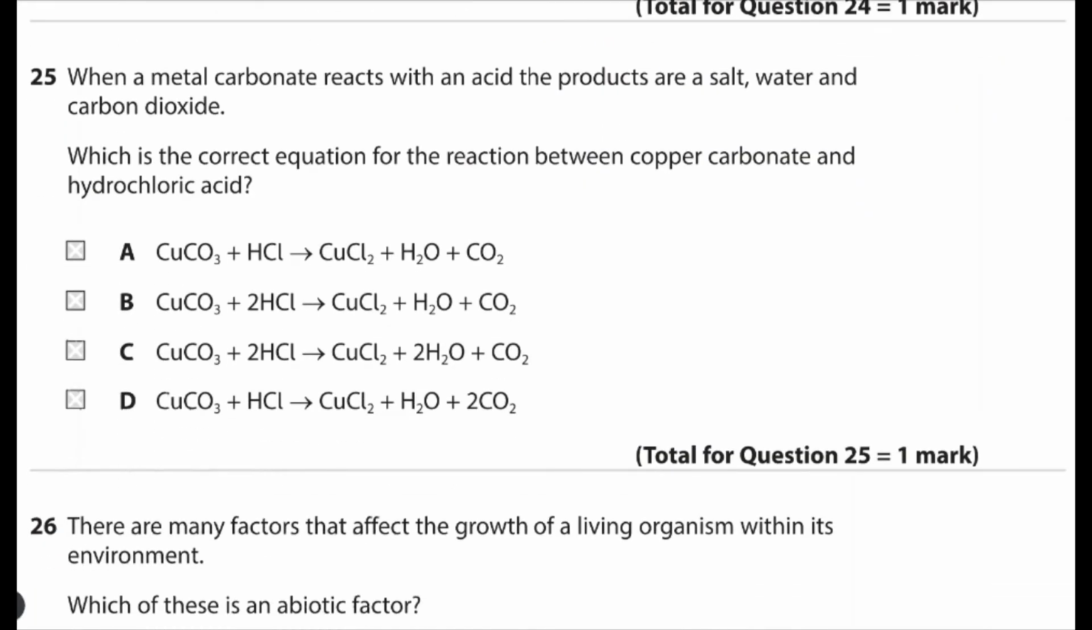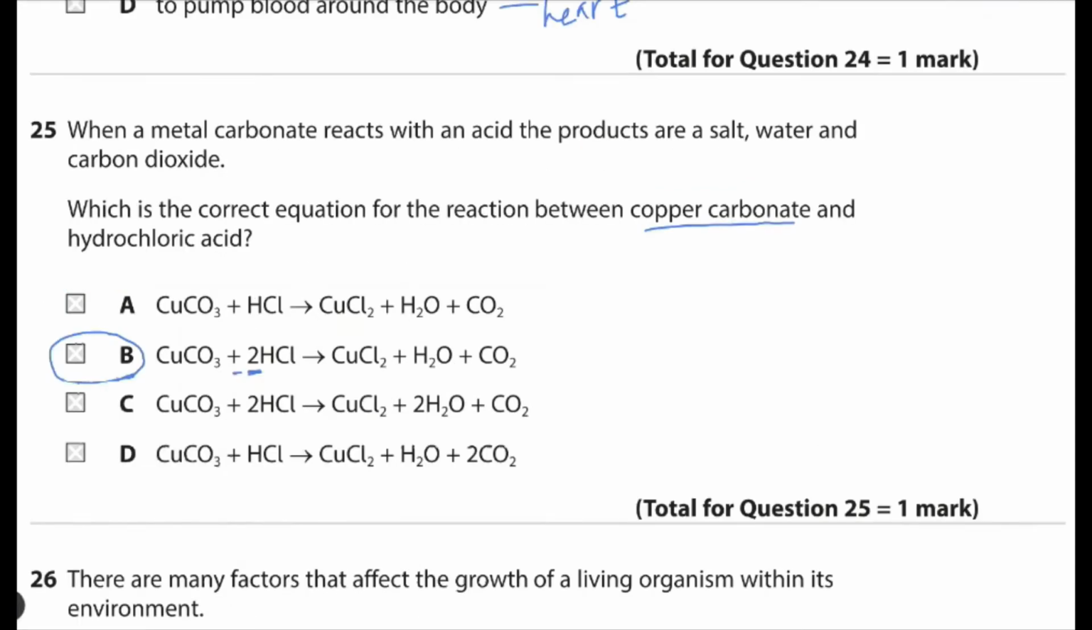25th one, when a metal carbonate reacts with an acid, the products are salt, water and carbon dioxide. Which is the correct equation for the reaction between copper carbonate and hydrochloric acid? Now in this achievement test, we have seen this copper carbonate reaction with hydrochloric acid or any acid given very commonly. So this one answer has to be copper carbonate, hydrochloric acid and copper chloride, H2O and CO2, which has to be balanced. And the answer is B over here. You can see there's 2 for hydrochloric acid and that's the only coefficient given here.